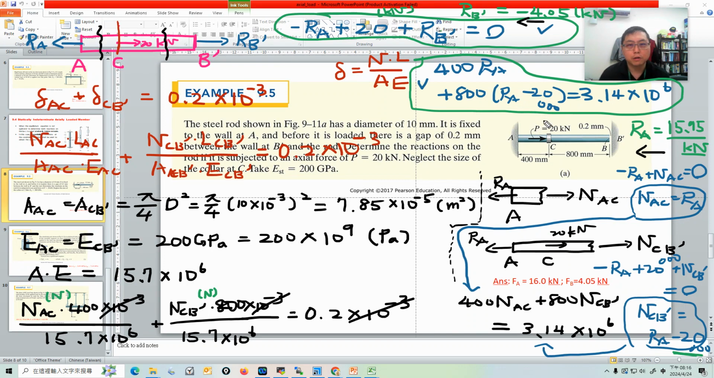So it is a typical statically indeterminate problem, and in this problem you have to be careful with the unit. It's very, very annoying. Be careful with your unit.